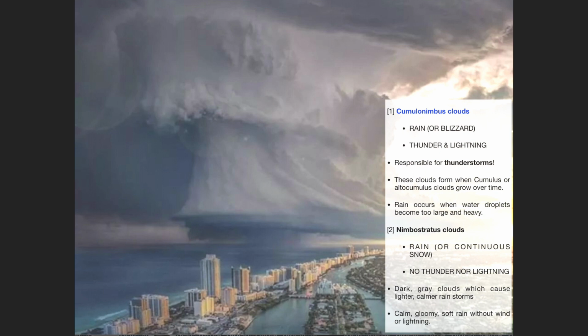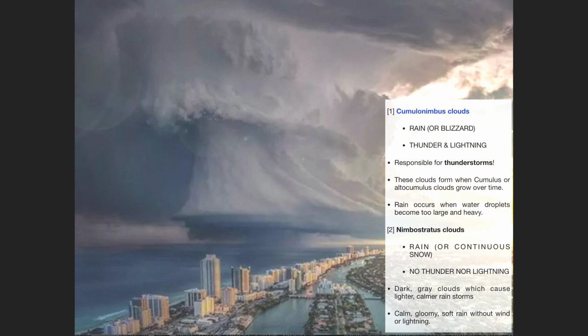The first one we're going to look at is the cumulonimbus cloud. These, of course, can cause rain or snow, but these ones are associated with thunder and lightning, whereas nimbostratus clouds are not. Also, we might think of cumulonimbus clouds as the more severe of the two, and so sometimes if it snows, this is the type of cloud that can cause it to turn into a blizzard. So, cumulonimbus clouds, like this one shown here, are responsible for thunderstorms.